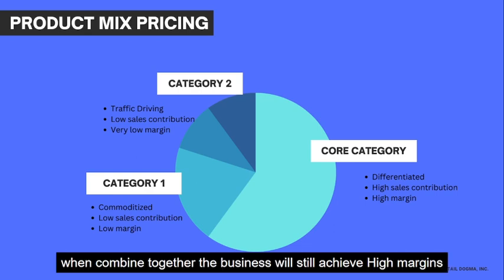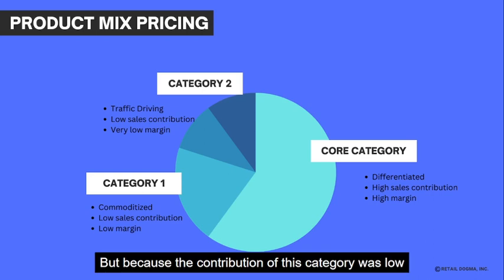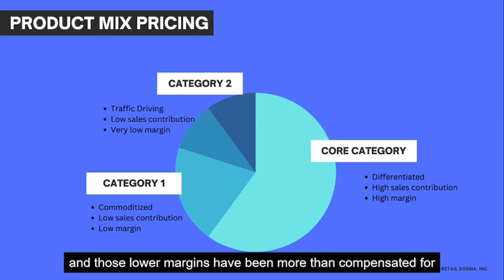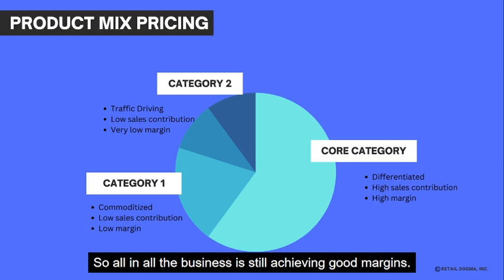Then at the end, when combined together, the business will still achieve high margins, despite selling one category at low margins. But because the contribution of this category was low, those lower margins have been more than compensated for by the high margins of the core category. So all in all, the business is still achieving good margins.